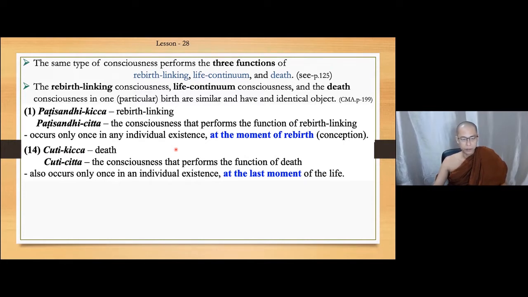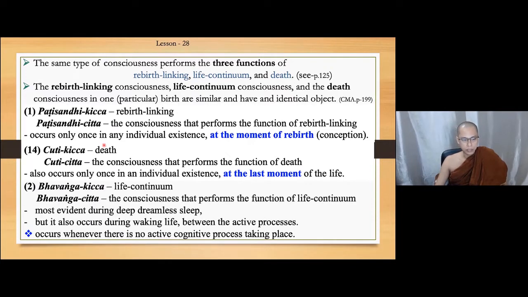Between death and the rebirth linking, there are the cognitive processes coming through the six doors. So 5 sense doors and the mind door, altogether 6 doors. They touch the sensitivity or the mind door to the objects, and they arise as the cognitive process, in different ways. If there is no cognitive process, the same types as the Pradisandhi and Chuti perform the function of life continuum, which is called Bhavanga in Pali.